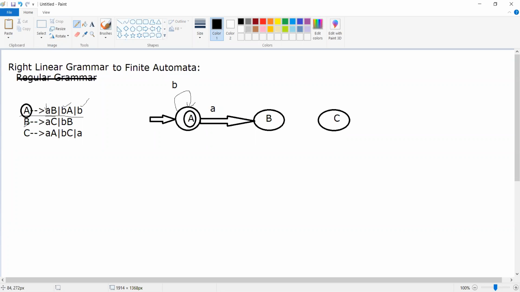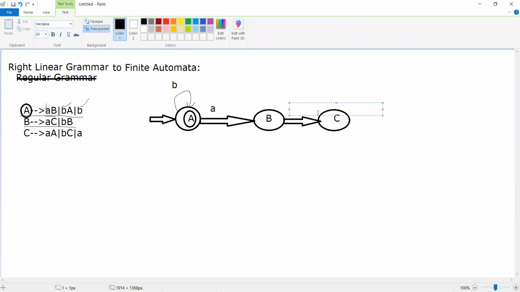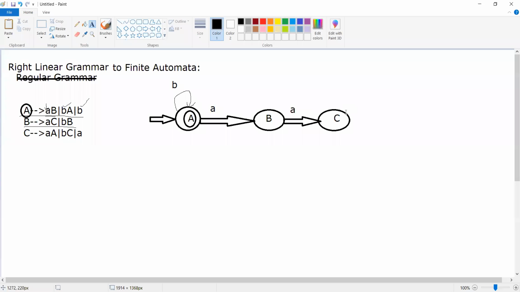Now let us go for the second one, B productions. Just have a look at this. The B productions says that B derives to small a capital C. Small a capital C means from B to C there is a possibility of having a transition by reading an input symbol called small a. Now we will get a production called B derives to aC.